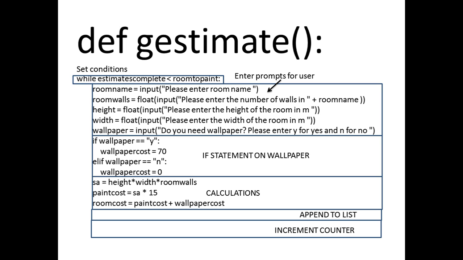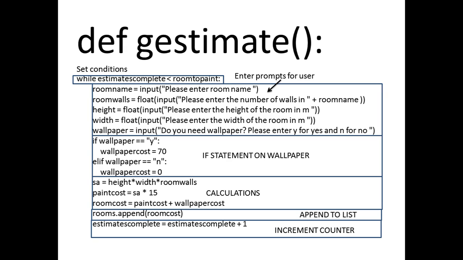It will then perform these calculations. So the surface area is the height times the width times the number of walls, and the paint cost is the surface area times 15. The cost of the room is the cost of the paint added to the cost of the wallpaper. At that point, you append it to the room cost, that empty list that we started at the beginning, and we put our increment counter up by one. Okay, so our estimates complete goes up by one.